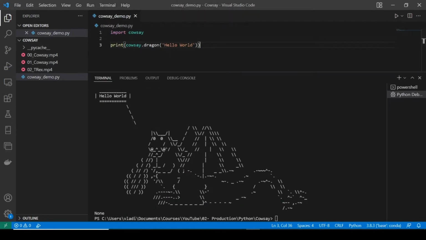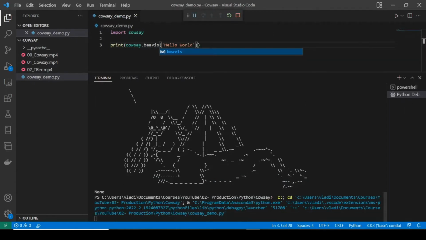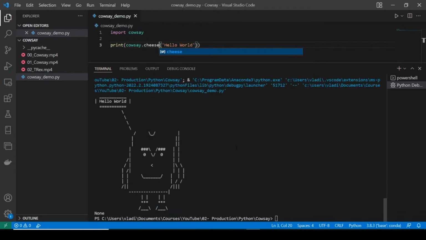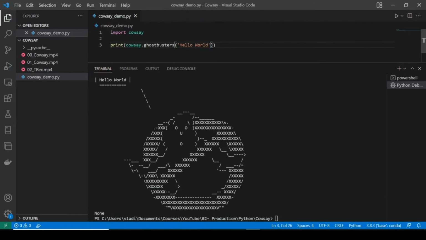Here is a dragon saying, "Hello, world." And this is Beavis saying, "Hello, world." Next one is Mr. Cheese saying, "Hello, world." Does it look like a cheese? I don't know. But here is the Ghostbusters logo saying, "Hello, world," to us. And to the lovers of pop culture, this one looks particularly awesome.